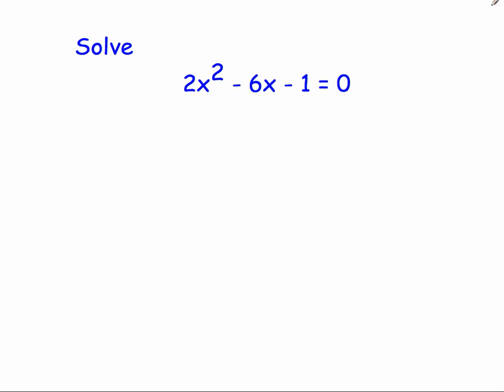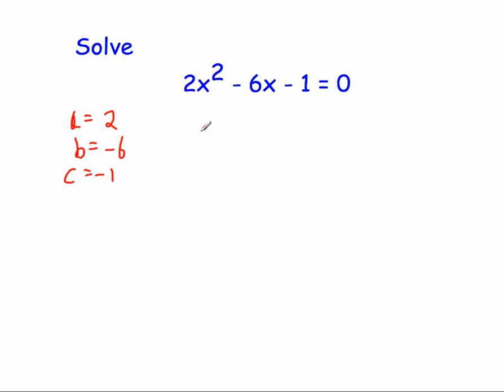In this question, we've been asked to solve 2x squared minus 6x minus 1 equals 0 using the quadratic formula. So first things first, let's label the coefficient of x squared as a. So a equals 2, the number in front of the x squared. b is equal to the number in front of the x, so b is equal to minus 6. And c is equal to the number on the end, so it's going to be minus 1.